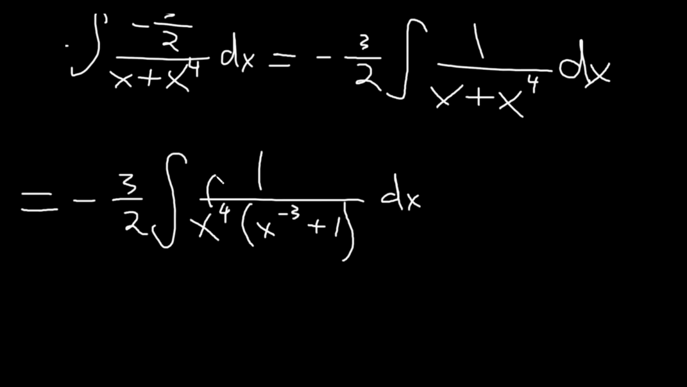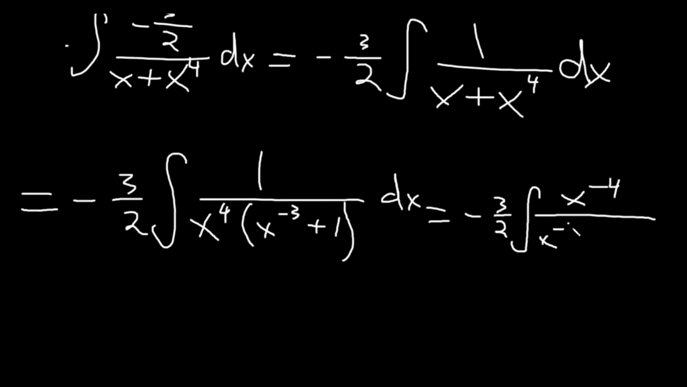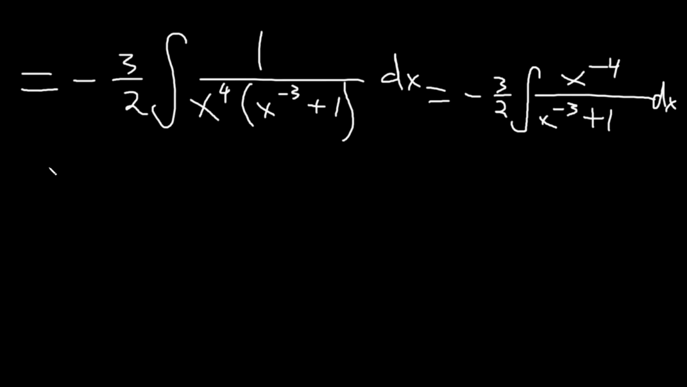Now I'm going to bring this x to the 4th power from the denominator into the numerator by writing it as x to the negative 4th power. So we have negative 3/2 times the integral of x to the negative 4th power over x to the negative 3 plus 1 dx. Now we can make a substitution y equals x to the negative 3rd power plus 1.